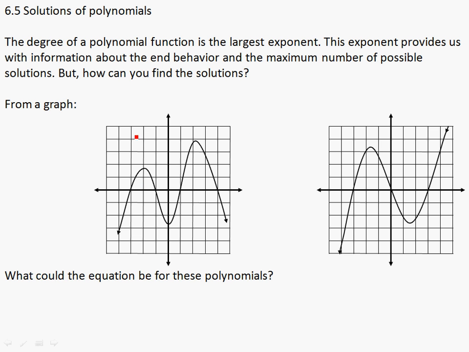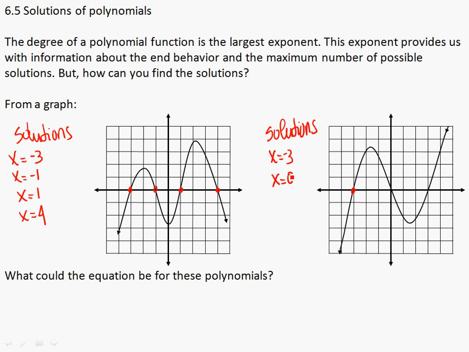So what are the solutions to this polynomial over here, the first one? -3, because it crosses. -1. +1. And +4. So sometimes it's just a matter of reading it off. So what are the solutions to this one? -3 again. 0, because it does cross at 0, so that is a solution, and +3.